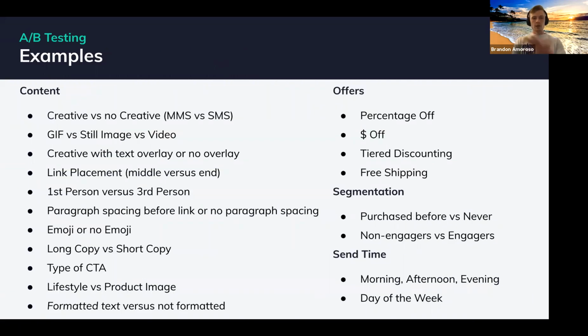And then here are a ton of examples, though again, not exhaustive, of types of A/B tests that you could run. A lot of it is based on the content, but you can also do it based on offers, based on segmentation, and also based on send time.